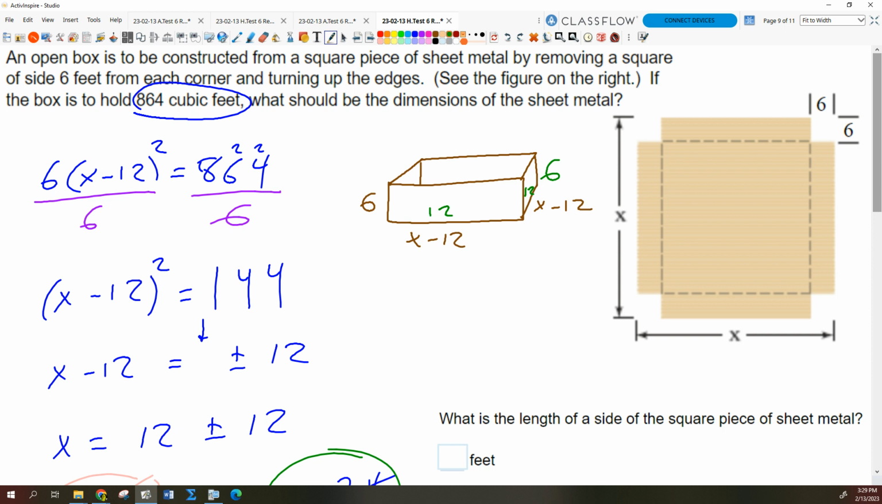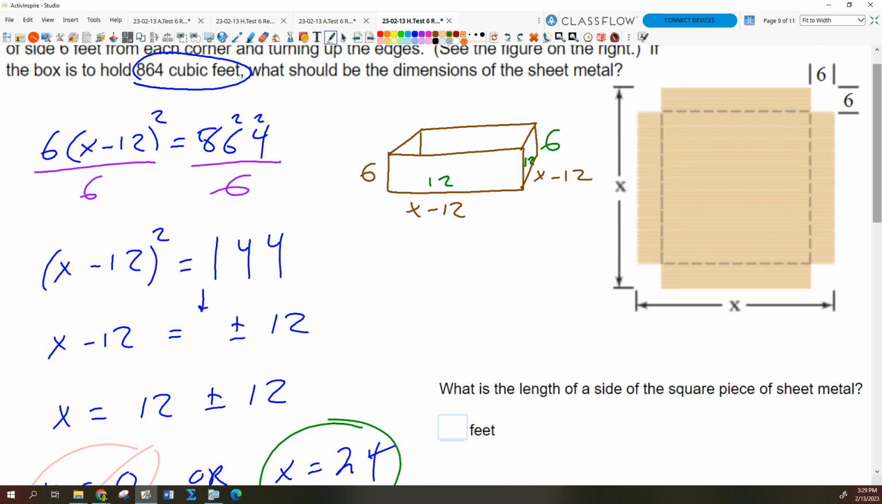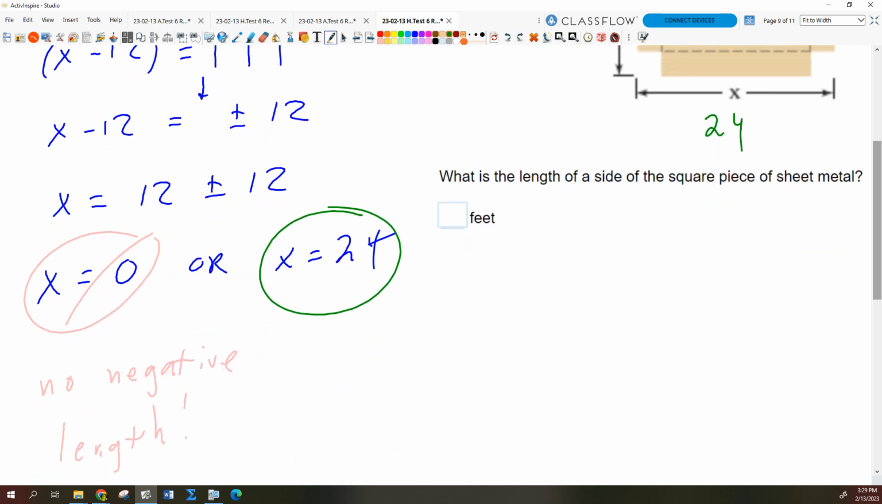Yeah, so the width of that square piece of sheet metal was 24, right? Everybody see that? Because look, we found X is 24, and X is the dimension of that sheet metal. So the sheet metal is really 24 by 24, right? And the question just asks the length of a side of the square piece of sheet metal, and that is 24. Okay? Good? Make sense?